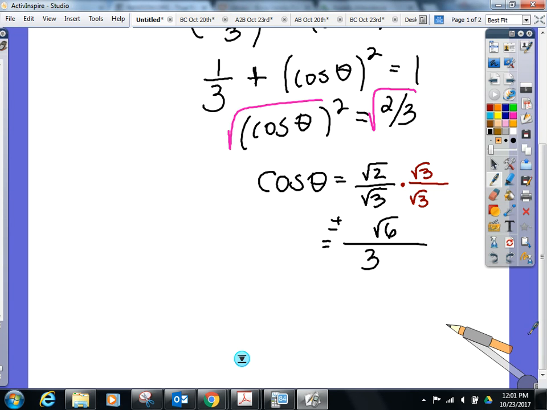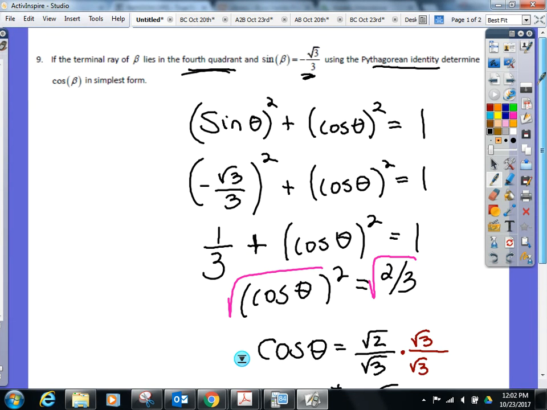I can only allow one of these for an answer. What do I know about cosine in the fourth quadrant? Cooper, is cosine in the fourth quadrant positive or negative? A, S, T, C. It is positive, so I'm only going to accept radical 6 over 3, the positive version. Do we see why I'm getting rid of the negative? Cosine is positive in the fourth quadrant. If it was negative, I'd leave the negative. So that's how I use that Pythagorean identity I was trying to show you on Friday.